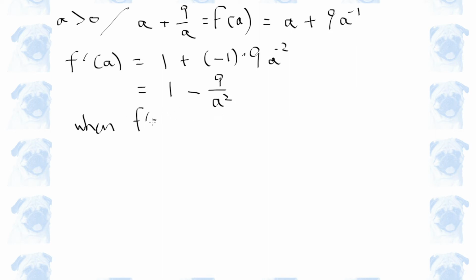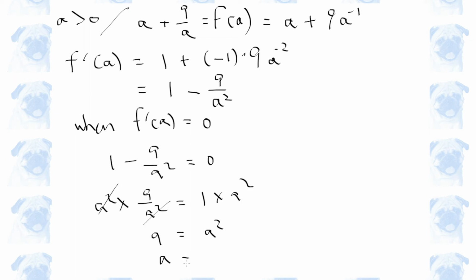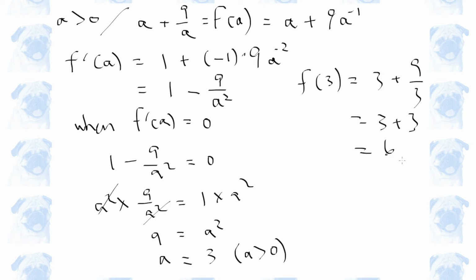When f dash of a equals 0, a must be 3, and because a is greater than 0, we can ignore -3. If you plug in a equals 3 into the original function, we get 6. So the minimum value is 6.